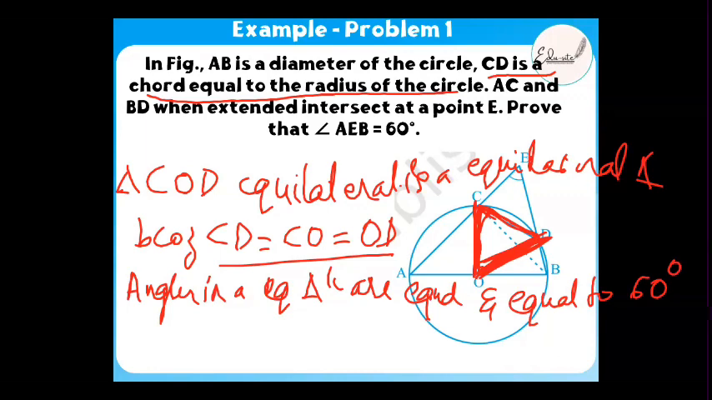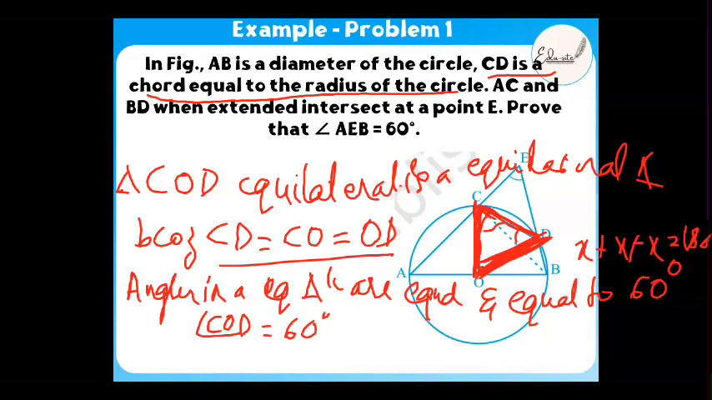Why is it 60 degree? We had just proved, because x plus x plus x is equal to 180 degree. 3x is equal to 180 degree. X is equal to 180 degree divided by 3. X is equal to 60 degree. So each angle will actually be 60 degree only. Okay. So angle COD, or any angle, whichever you take, let's take COD, is equal to 60 degree. Fine.